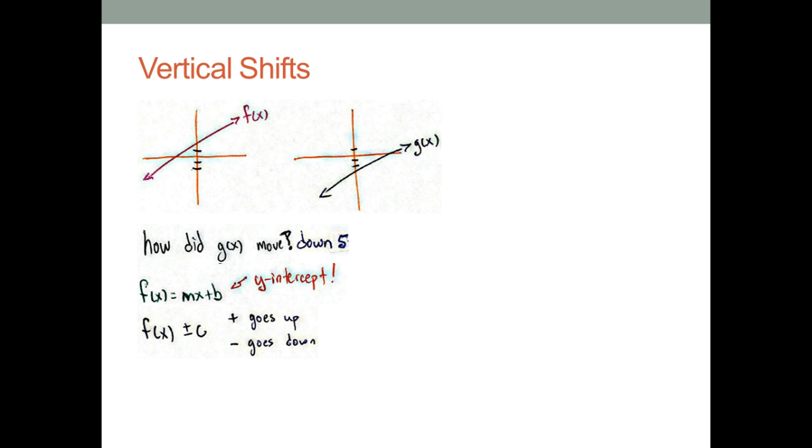So down 5, I'm actually subtracting from the end of the function. If I subtract from the end of the function, the c is just a number. In this case, it would be minus 5. It goes down 5. If I add to the function, at the very end of the function, it goes up.